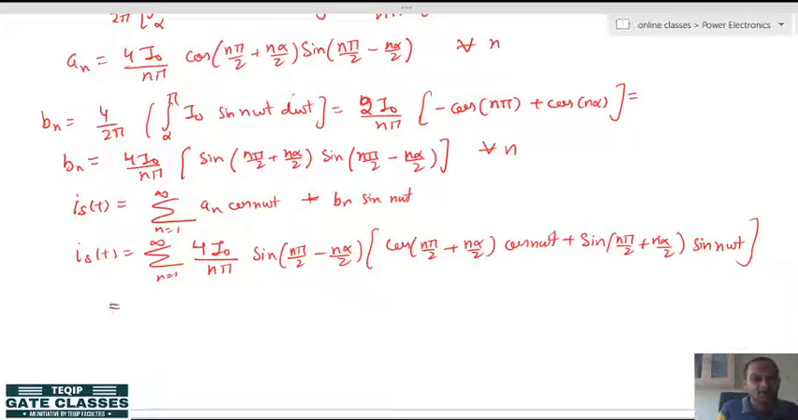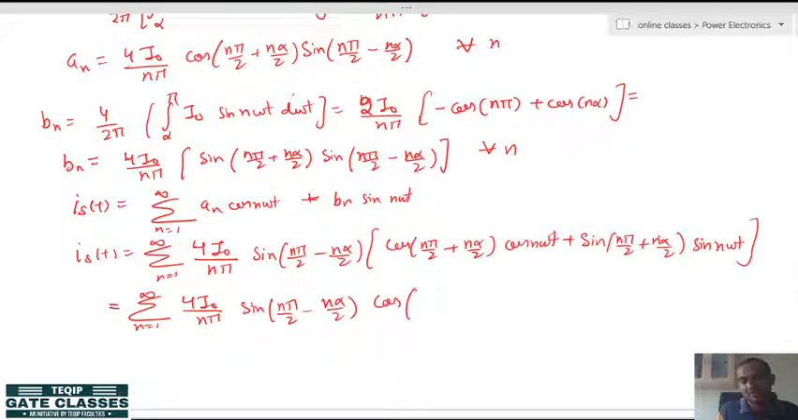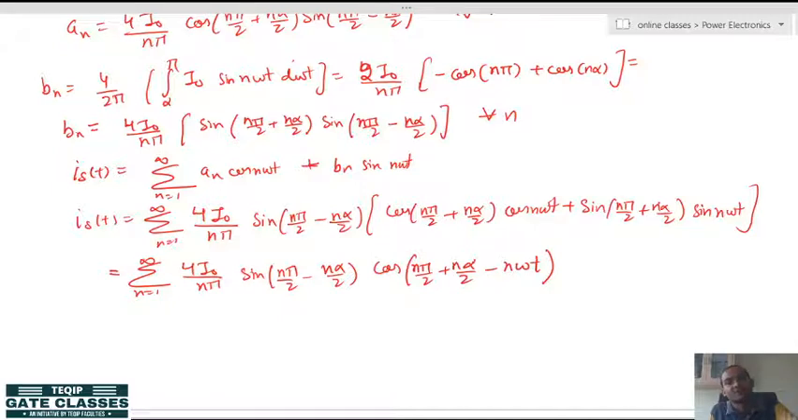So, we will get it as summation n equal to 1 to infinity 4 I naught upon n pi sin (n pi by 2 minus n alpha by 2) into cos(A minus B), where A minus B means n pi by 2 plus n alpha by 2 minus n omega t. Alright. So, we are getting this value. Now I just want to extract single terms.